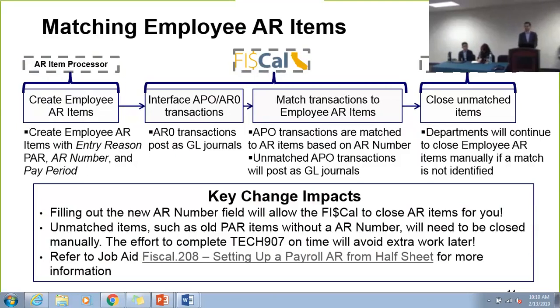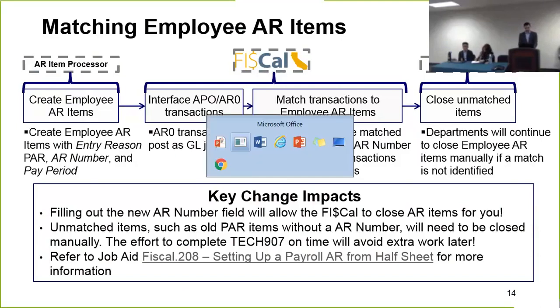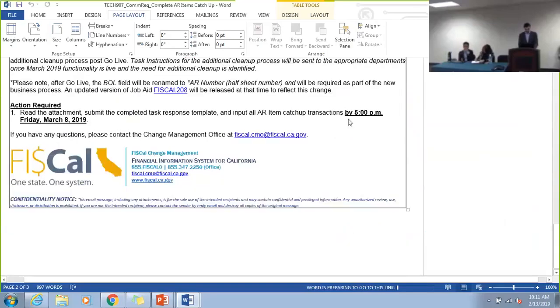So I don't know right now how we're going to reach out to departments to clarify in your AR item which part of the AR item number is actually your half sheet number. So we're trying to get this cleanup first, by looking at the AR and the half sheet number. We did that exercise, so we'll reach out to the departments later, if we cannot identify the actual half sheet number.